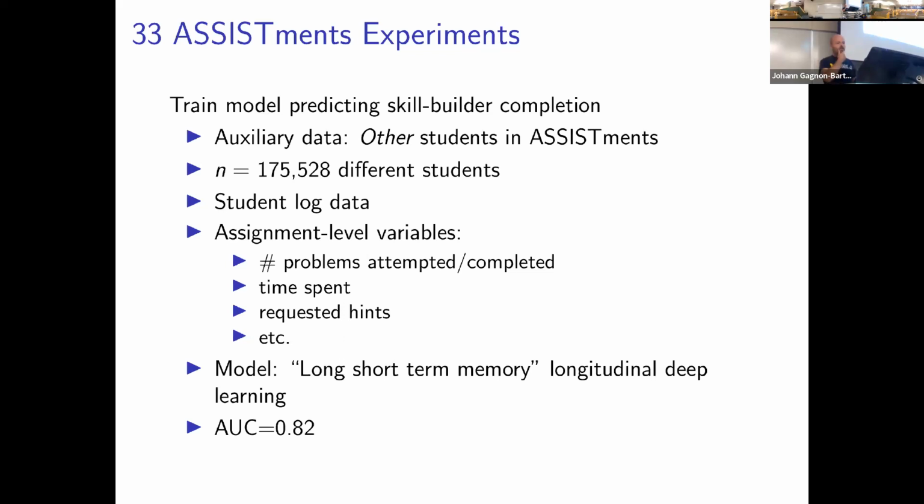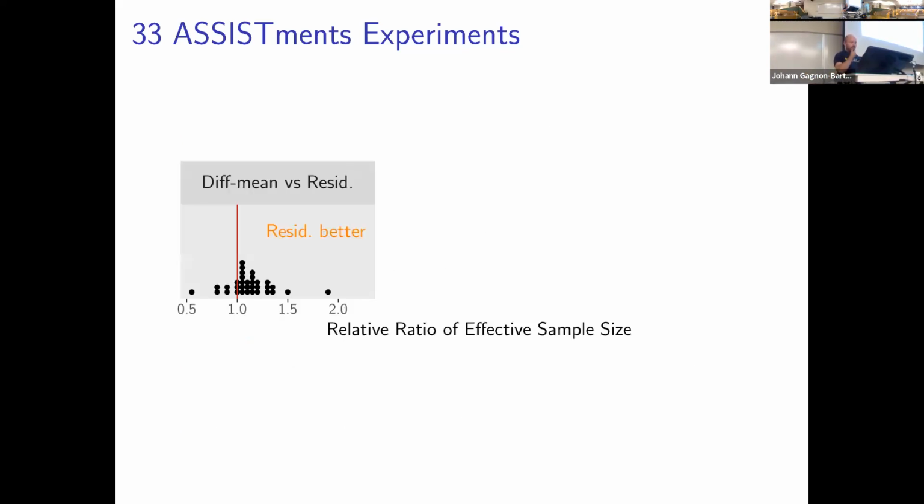Okay, so here's some results. Going back to the assessments experiments. Again, we've got this auxiliary data, tons of students in it, log level data, demographic data. We trained a neural net on it. Won't go into details on that, but we got some pretty good predictions out of it. So here are a couple plots.